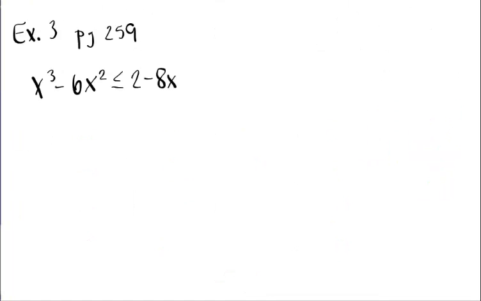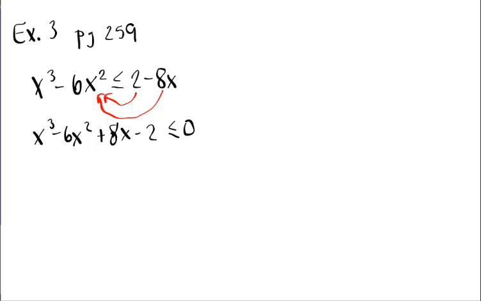Alright, so let's look at how to solve one of these guys on your graphing calculator. This will be example 3 from page 259, and it starts off with x cubed minus 6x squared is less than or equal to 2 minus 8x. And one of the easiest ways to do that is to use your graphing calculator, but clean it up a little bit by moving these two guys over to the left. That gives us x cubed minus 6x squared plus 8x minus 2 is less than or equal to 0.